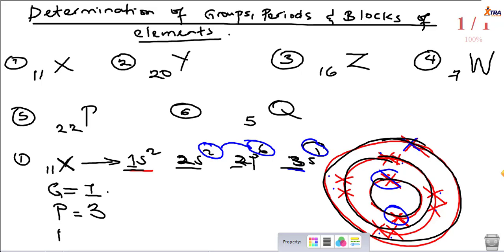And then what about the block of element X? Element X here is an S block element. Why? Because we said that the block of an element is the subshell where the final electron, or the most exterior electron of the atom, falls. So where is the most exterior electron of this atom? It is on the S block. So this is an S block element, and that's how you determine the group, period, and block of an element. You give the electronic configuration, and from the electronic configuration you can determine all you need. Let's do Y. Y has an atomic number of 20.